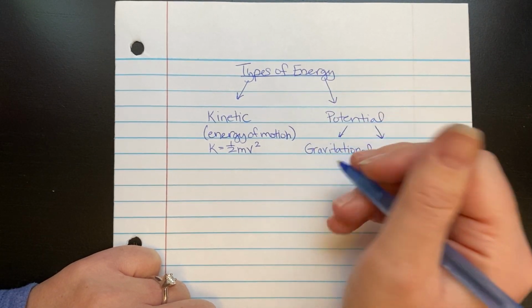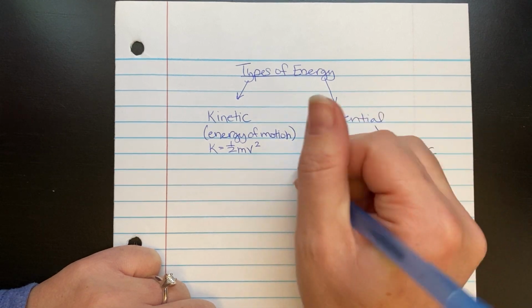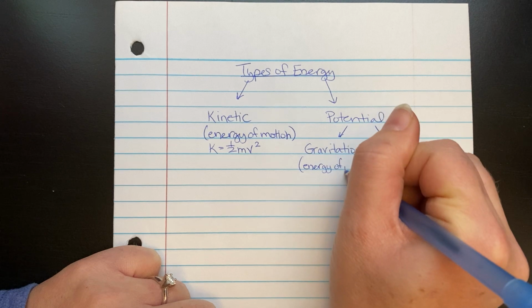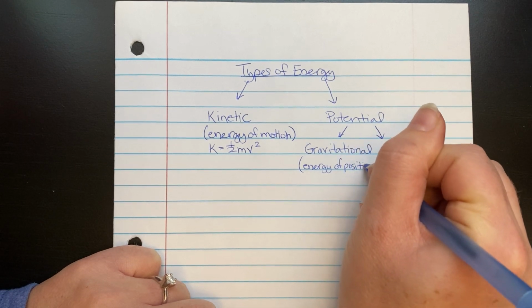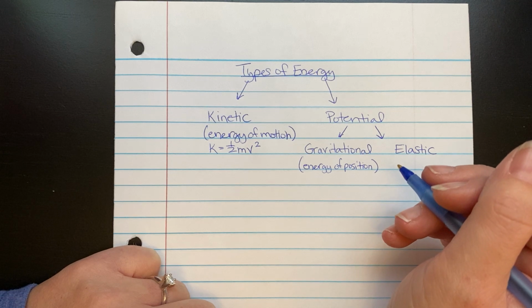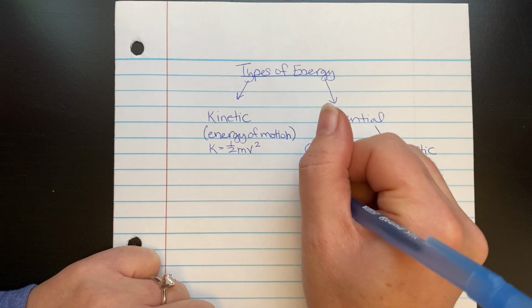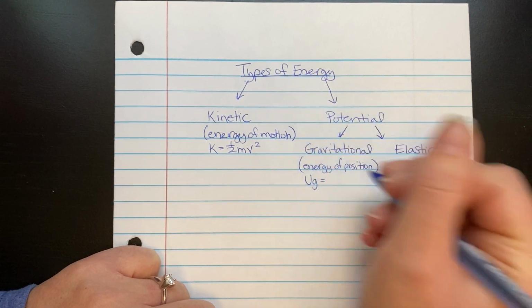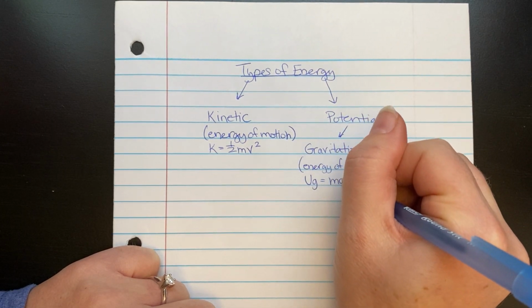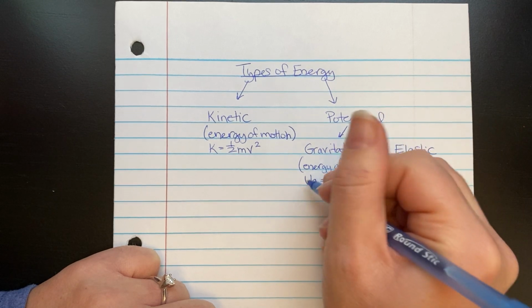Gravitational is, instead of the energy of motion, the energy of position. Meaning that if we change our position or get farther away from the surface of Earth, we're going to have more potential energy. The gravitational potential energy is given by UG, and UG is equal to mgh.